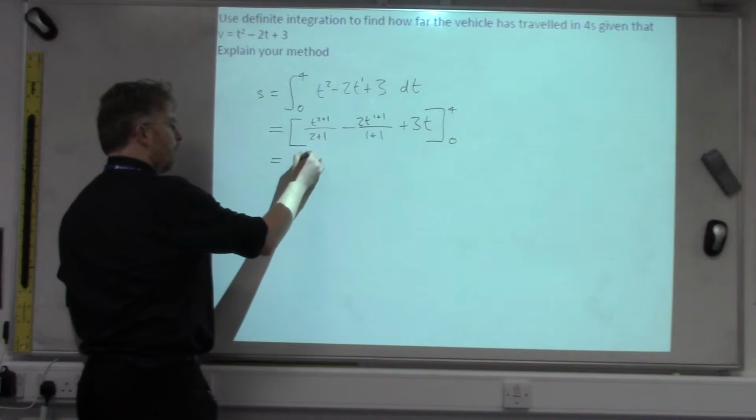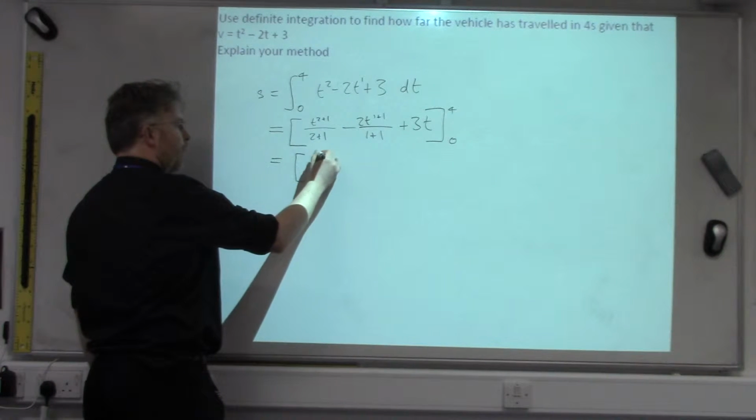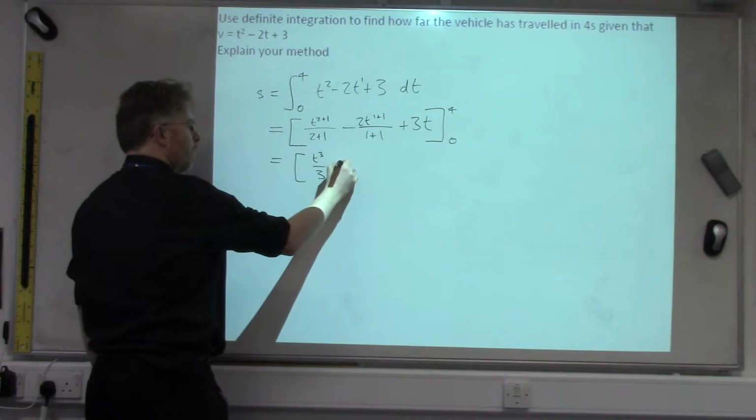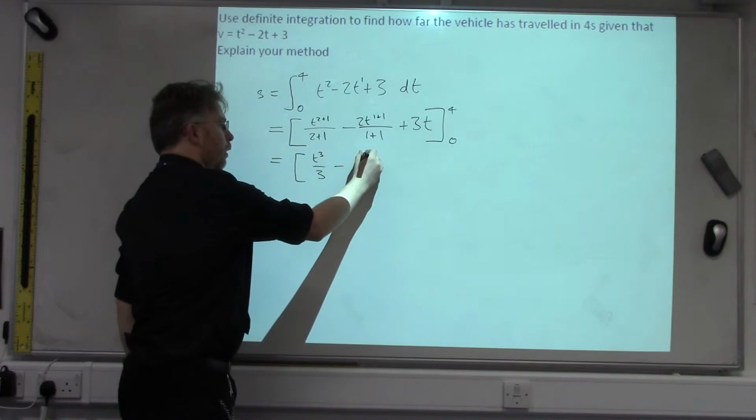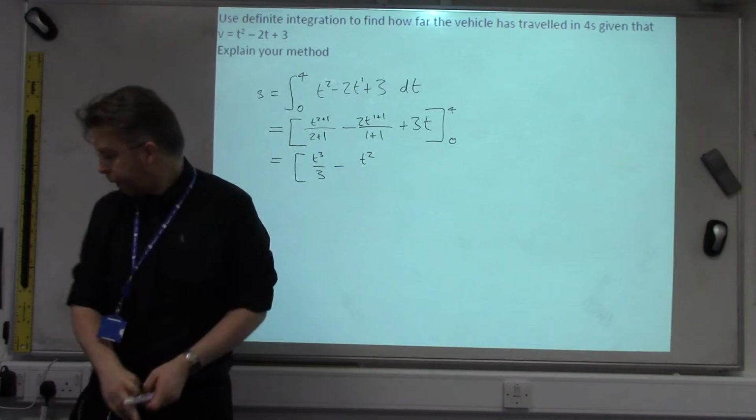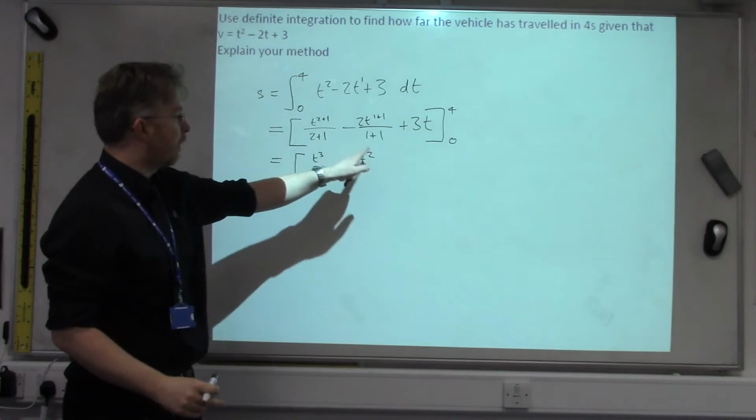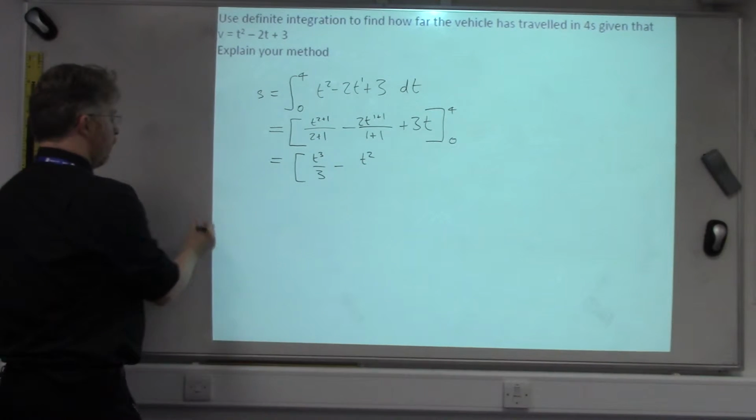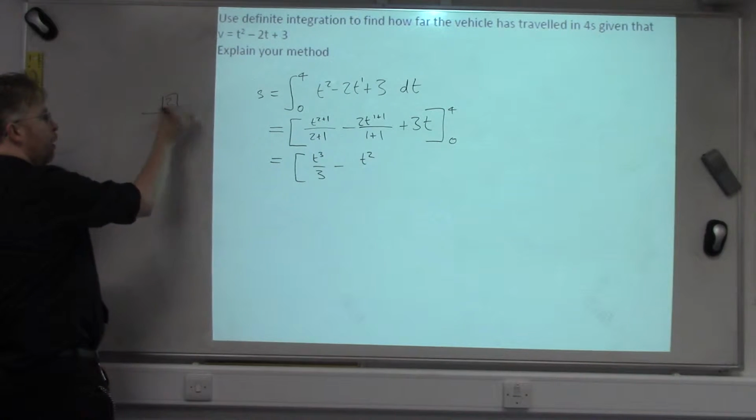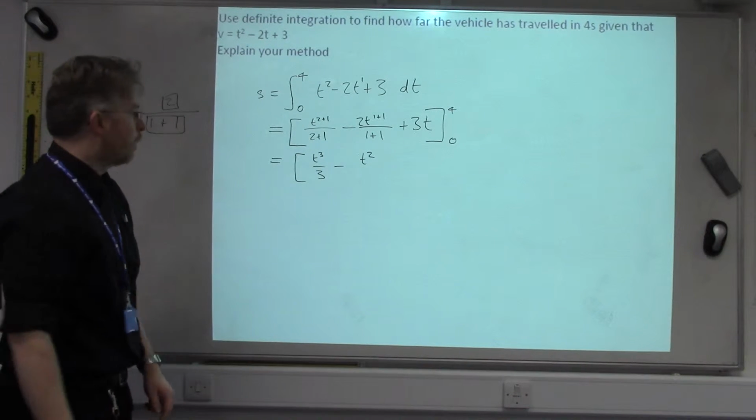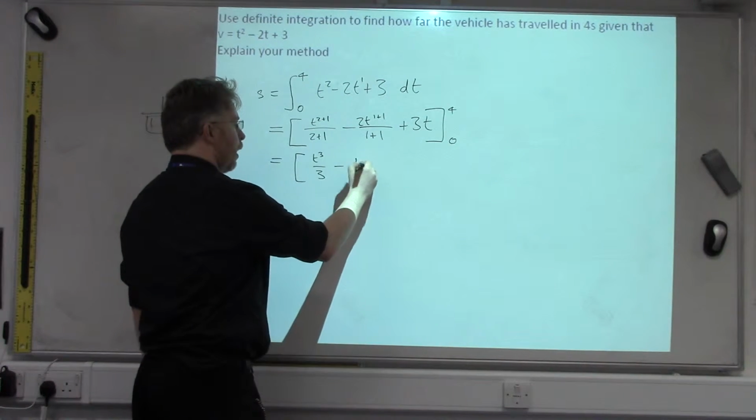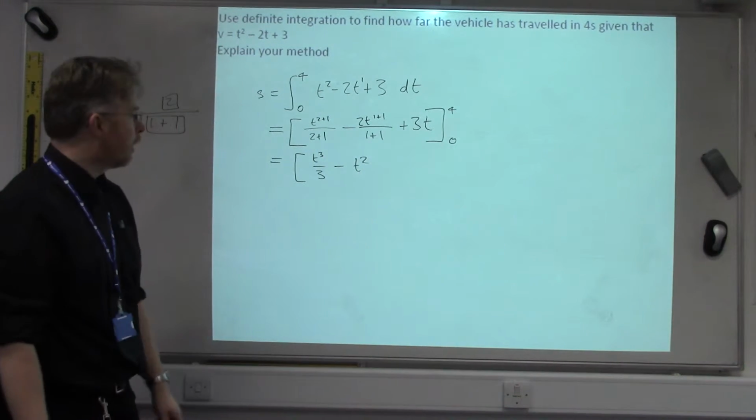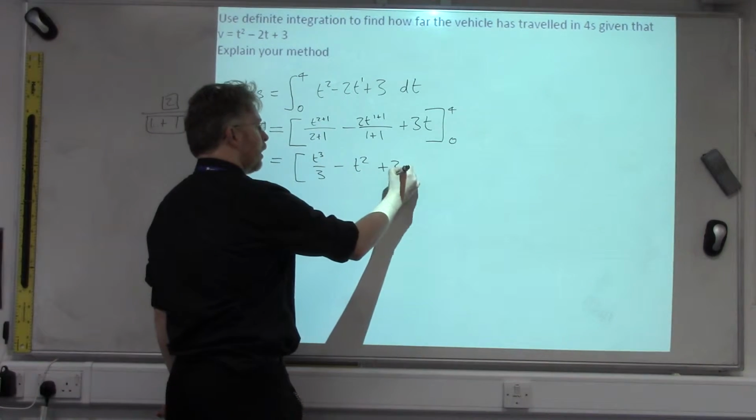Tidying it up, 2 plus 1 is 3. 1 plus 1 is 2. 2 divided by 1 plus 1, you can stick into a calculator, as we would do like that, 2 over 1 plus 1, using the fraction button. It will basically tell you that's equal to 1, so that's equal to 1 times minus t squared plus 3t.